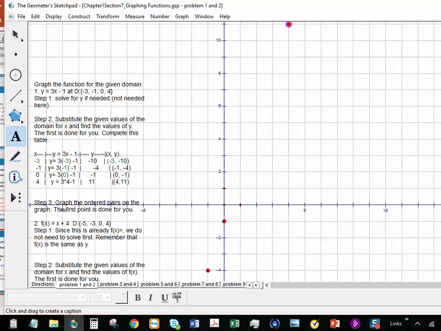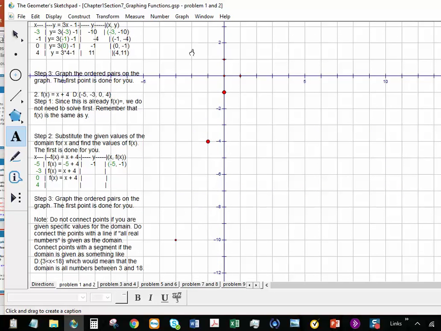And then number 2, you can graph on the same one. They will both be on the same one, that's fine, but you'll do the exact same thing. For this one, the function is x plus 4, and then for the domain values, you have -5, -3, 0, 4. So they're already picked for you. Those are the x values. You plug them in, you find the y value, and then you graph those 4 points.